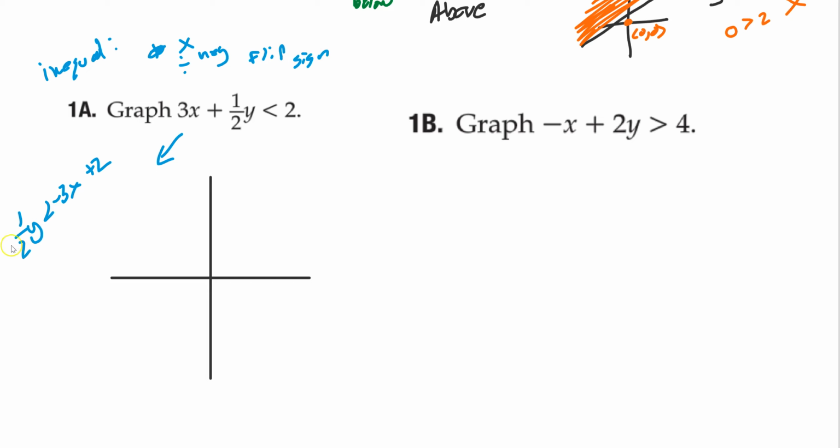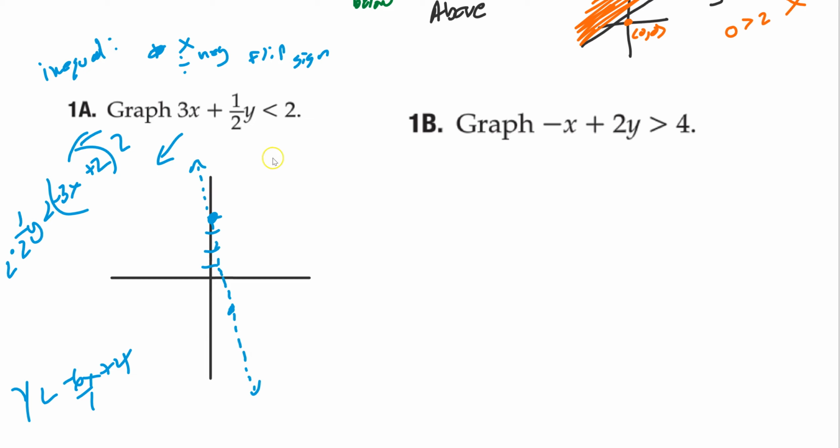Anyway, I have this. Now I got to multiply by 2, get rid of that 1/2. So multiply everything by 2. And I get y is less than, distribute, negative 6x plus 4. Graph that. Plus 4. Go down 6 over 1. Since that is less than, this is a dashed line. I don't see an equal to sign. So it looks like that.